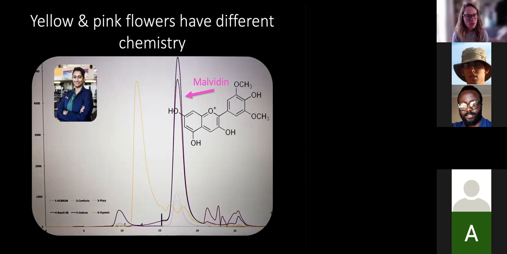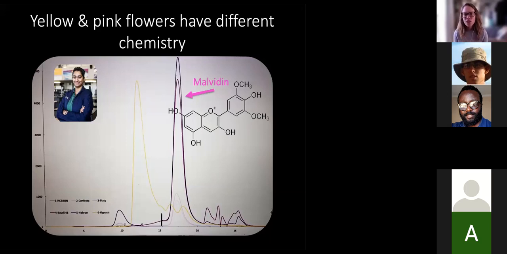So I sent her a few flowers along with a Hypoxis, because I really wanted to see if there was a difference between pink flowers and yellow flowers, because there is that overlapping between carotenoids and anthocyanins. And Sadhna found that we have evidence for malvidin in our pink flowers.